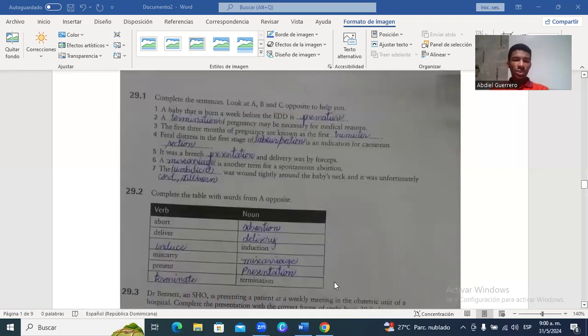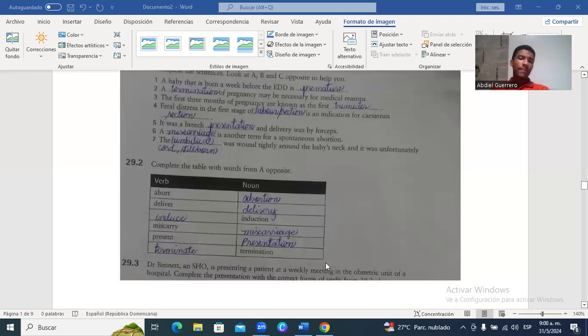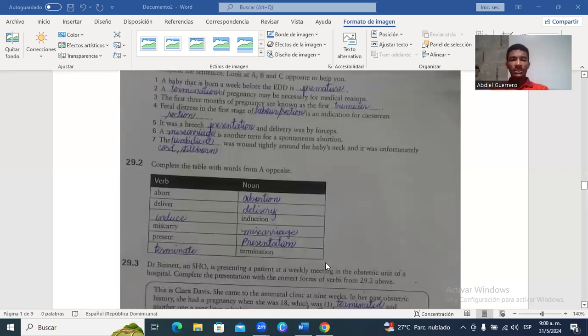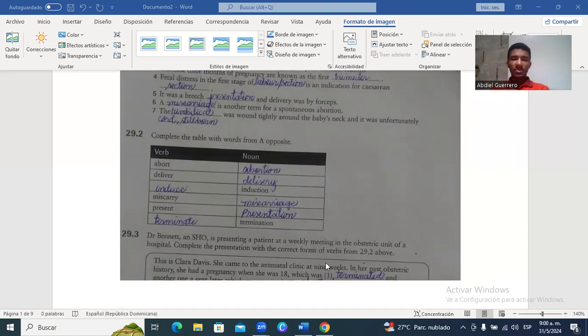Complete the table with the positive forms. Bear, birth. Abort, abortion. Deliver, delivery. Induce, induction. Miscarry, miscarriage. Present, presentation. Terminate, termination.